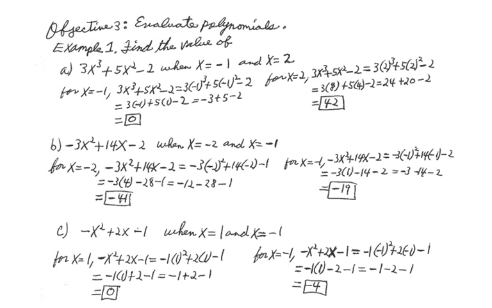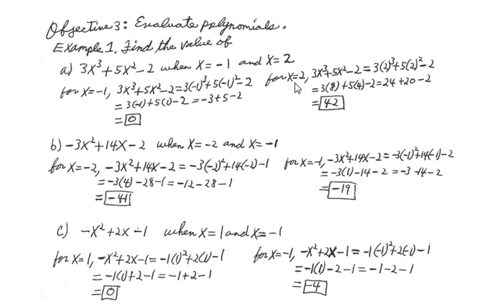the minus 1 cubed plus 5 times the minus 1 squared minus 2, which equals 3 times the minus 1 plus 5 times 1 minus 2, which becomes minus 3 plus 5 minus 2, which becomes equal to 0.